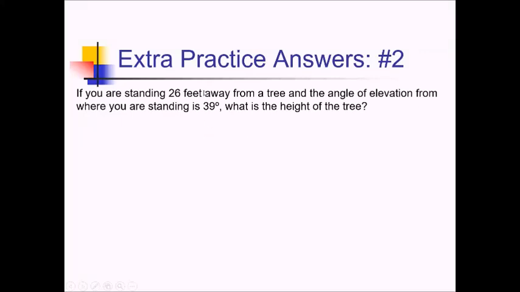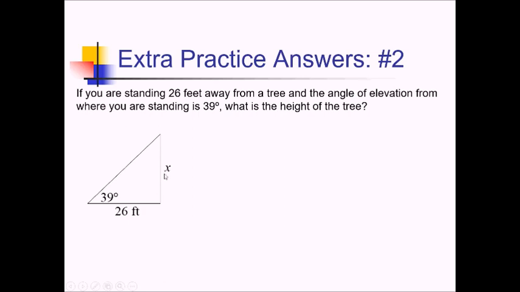For this problem, if you're standing 26 feet away from a tree and the angle of elevation from where you're standing is 39 degrees, presumably to the top of the tree, we want to know the height of the tree. So angle of elevation, we've got a normal right side up right triangle. Here's you. Here's the top of the tree over here. You're 26 feet away from the tree, so that's this base of the triangle. And then we have an angle of elevation of 39 degrees, so that's the angle between the horizontal and the hypotenuse of the triangle. And the height of the tree, that's this vertical side of the triangle.